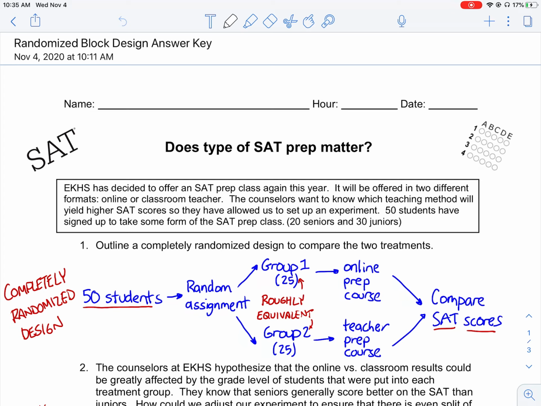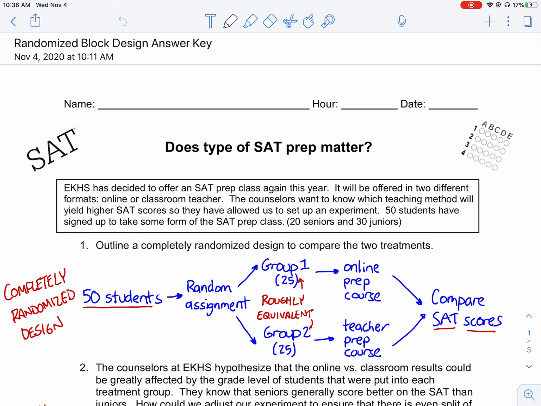So since we have two groups, we have online and classroom. We are going to divide our 50 students, randomly assign them to group one and group two. Now at this point, I don't care if they're a junior or a senior. As a whole, all 50 students will be randomly assigned to one of the groups. So we have 25 for group one and we have 25 for group two. Now we have group one for online prep course and we have a group two for teacher prep course. And then after that, we compare SAT scores.